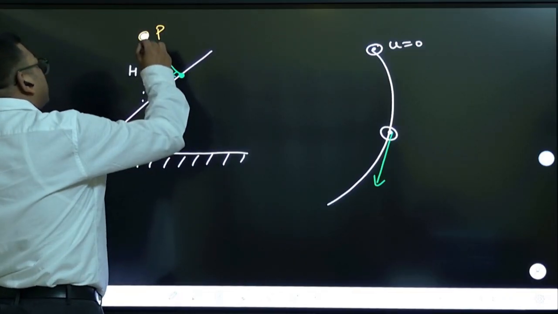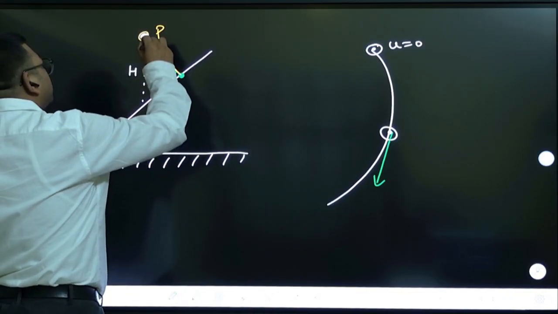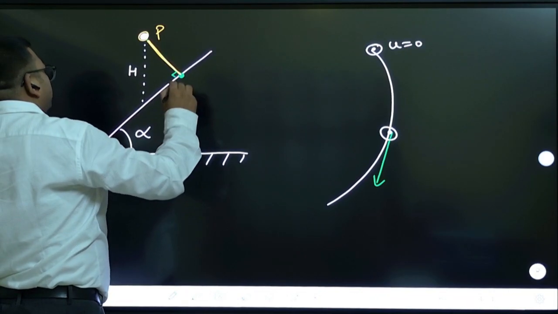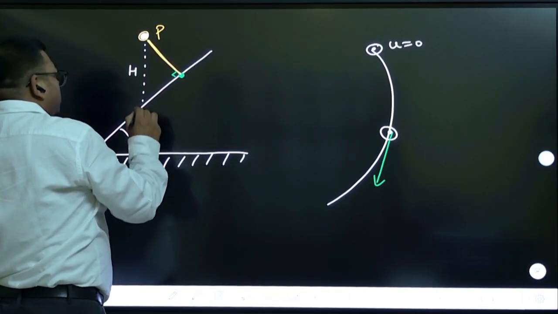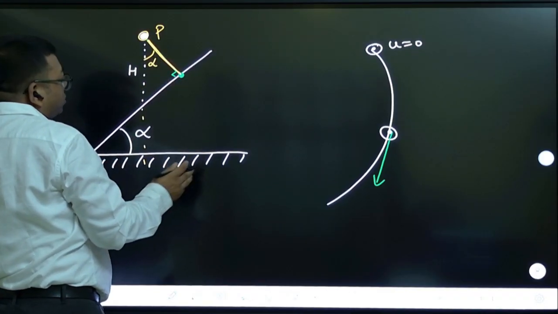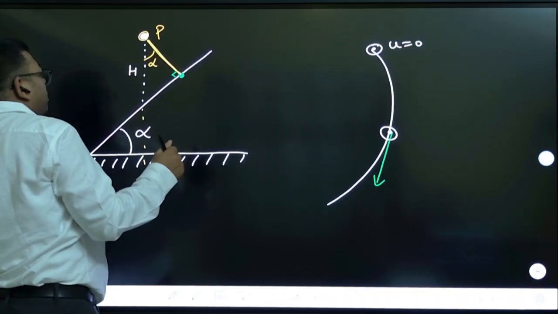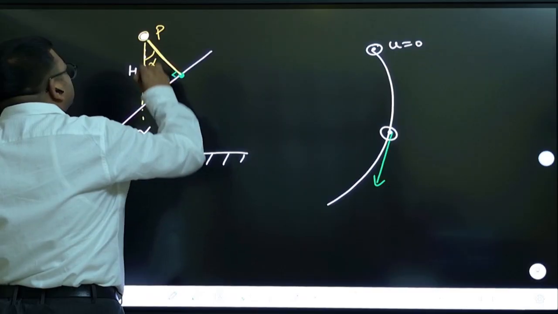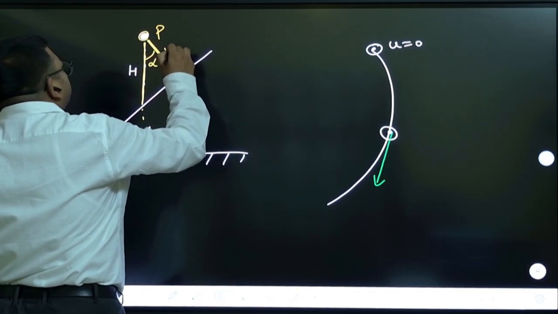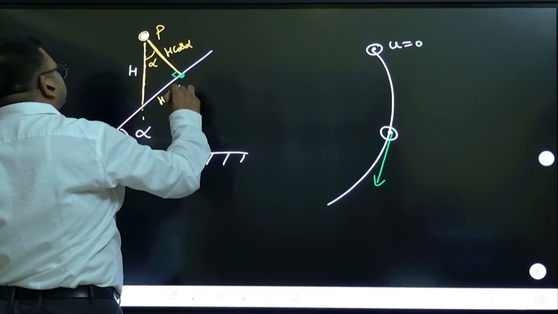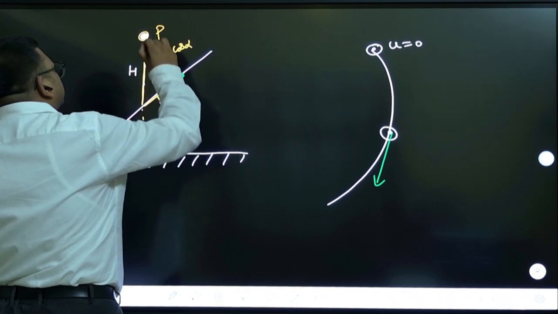If it has to come here, then this distance we can think of calculating, because this is alpha, and normal to this and normal to this will also make the same angle alpha. Okay, normal to lines will make the same angle. Okay, this is angle alpha. So if this height is h, then this will be h cos alpha, and this will be h sin alpha. Okay, this is what it is. This is h cos alpha.